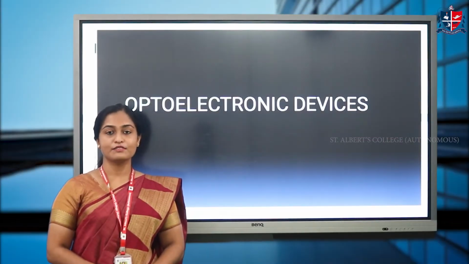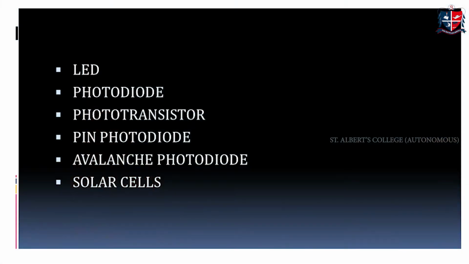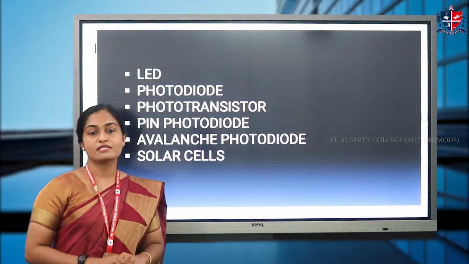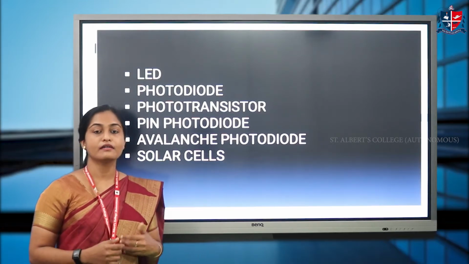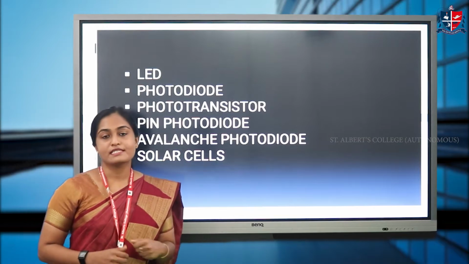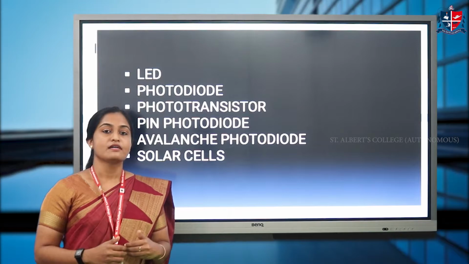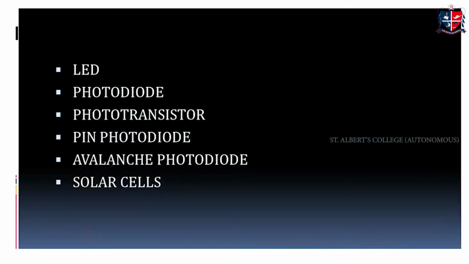Optoelectronic devices are devices which convert electricity into light or light into electricity. These are various types of optoelectronic devices. LED, which converts electricity into light. Photodetectors are devices which detect light. So actually, photodetectors convert light into electricity. Photodiode, phototransistor, pin photodiode, these are some of the photodetectors.